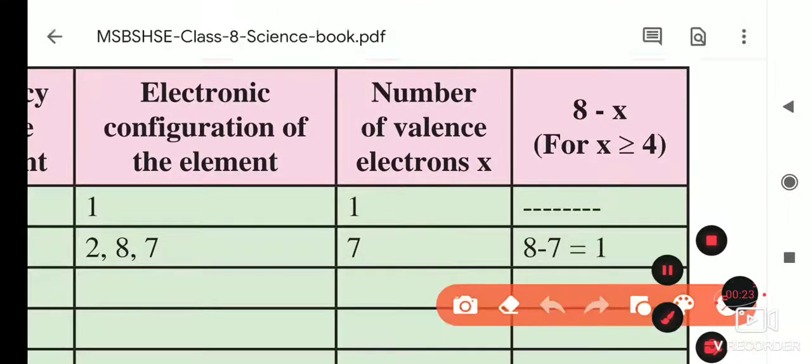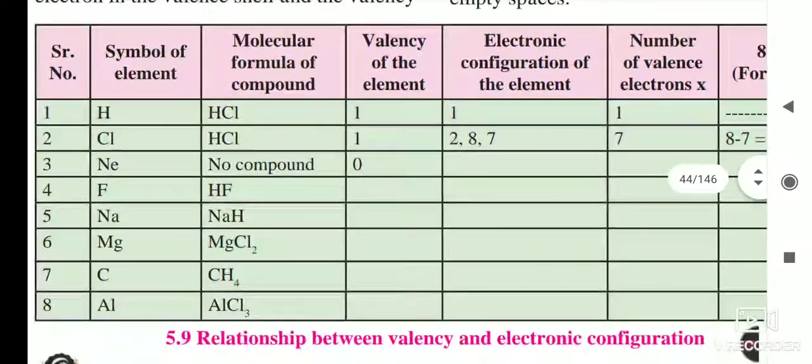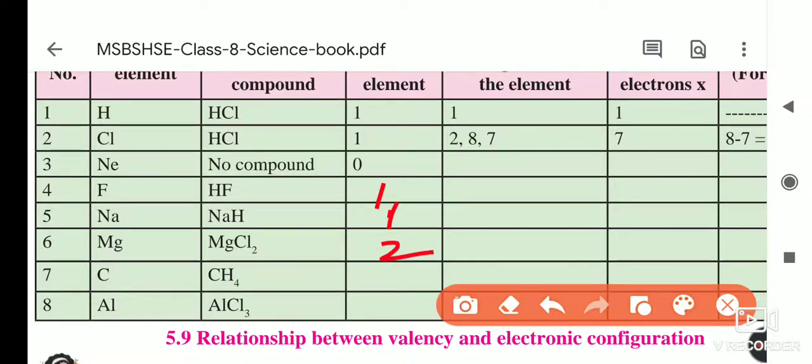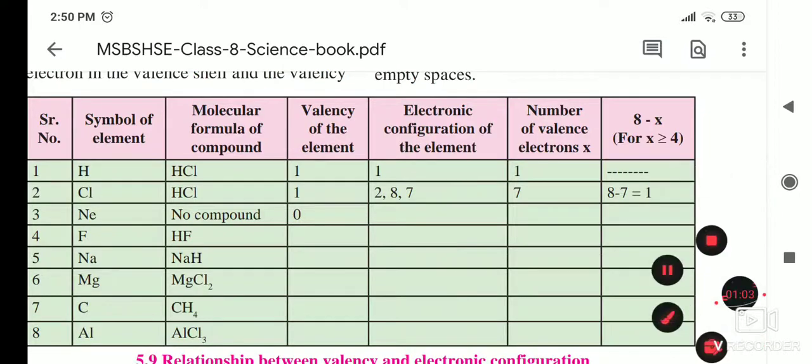Yesterday we completed this activity, in which we found the valency of each element by using the molecular formula. Fluorine combines with one hydrogen, so its valency is 1. Sodium combines with one hydrogen, so its valency is 1. Magnesium combines with 2 chlorine, so its valency is 2. Carbon combines with 4 hydrogen, so its valency is 4. And aluminium combines with 3 chlorine, so its valency is 3. After writing this, we check its valency by using the electronic configuration also.